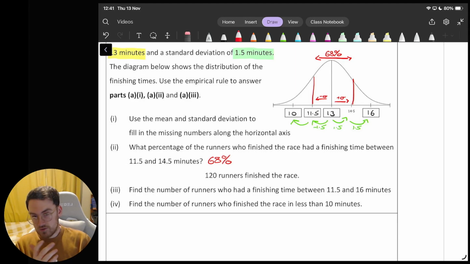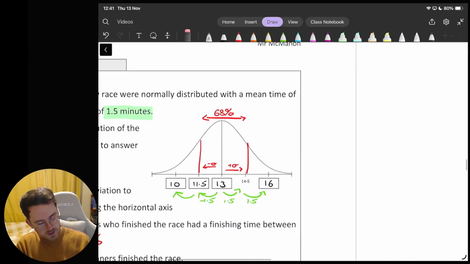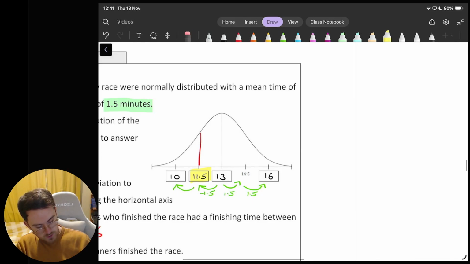They're then giving us how many runners finished the race. So that's good. Okay, so we'll use that in the next part. Find the number of runners who had a finishing time between 11.5 and 16 minutes. Okay, so let me just erase this side here. So 11.5 and 16, let's highlight those two. So 11.5 is here, 16 is here.